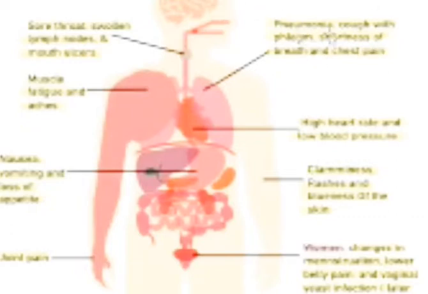Then even pneumonia, cough with phlegm, shortness of breath and chest pain, and then high heart rate and low blood pressure, right? Then clamminess, rashes and blueness of the skin. And when you look at women, changes in menstruation, lower belly pain and vaginal yeast infection will also be there. So these are the early symptoms of HIV.